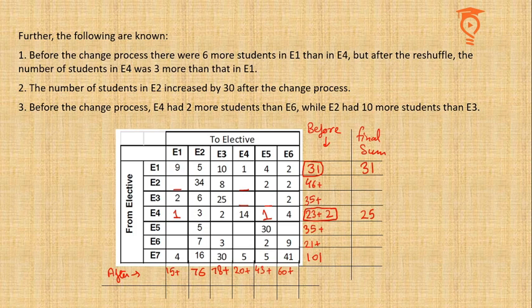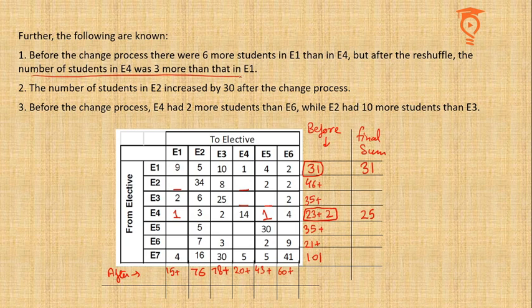After the shuffle, the number of students in E4 was 3 more than that in E1. So this 20 plus is supposed to be 3 more than 15 plus. Right now the difference is of 5. And we have already added 1 in E1, so that becomes 16 and still the difference is of 4. So we can add something on E1 as well as on E4 side such that the difference is only 3, but we have no idea as a lot of cells are still empty. Let us move ahead. We will take care of this part of the information a little later.